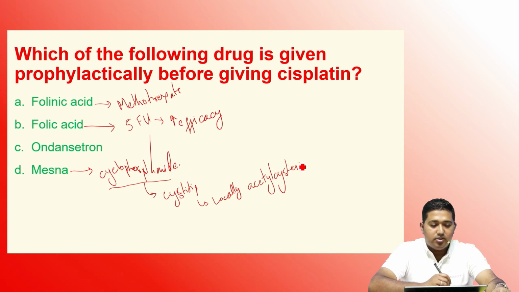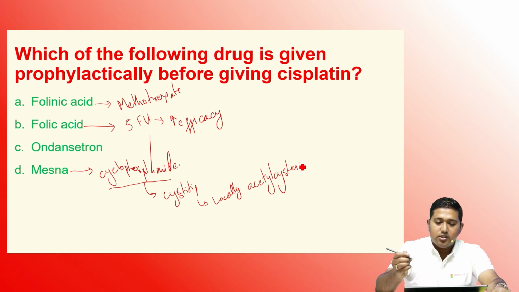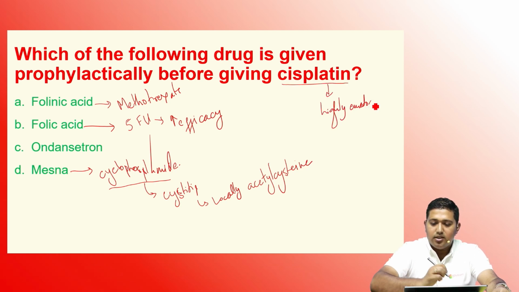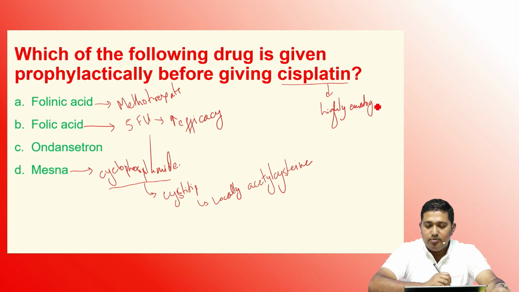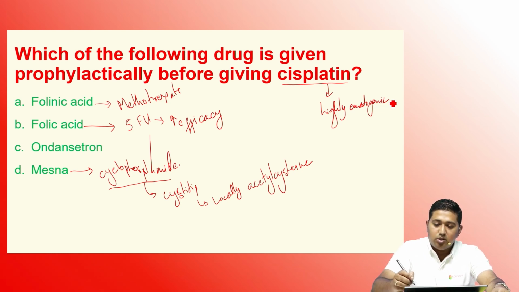Now the remaining option is ondansetron. Cisplatin, as you all know, is a highly emetogenic drug. So whenever you are giving some highly emetogenic drug, you always want to combine with antiemetic drugs. Commonly the drug of choice for chemotherapy-induced nausea and vomiting would be ondansetron, as has been given in our question.